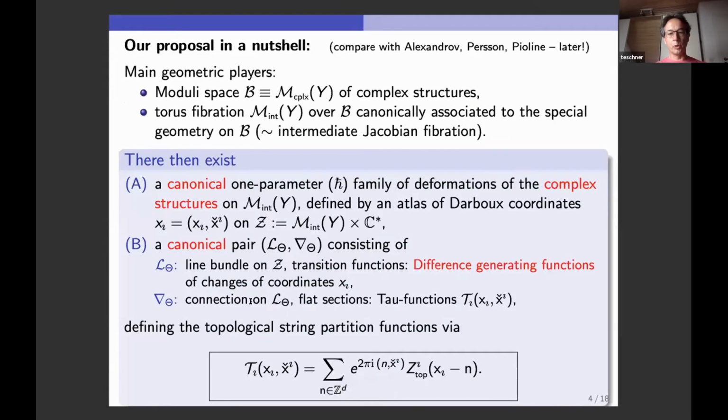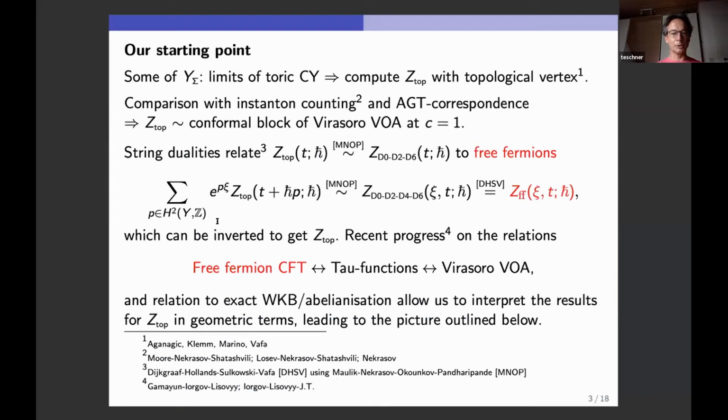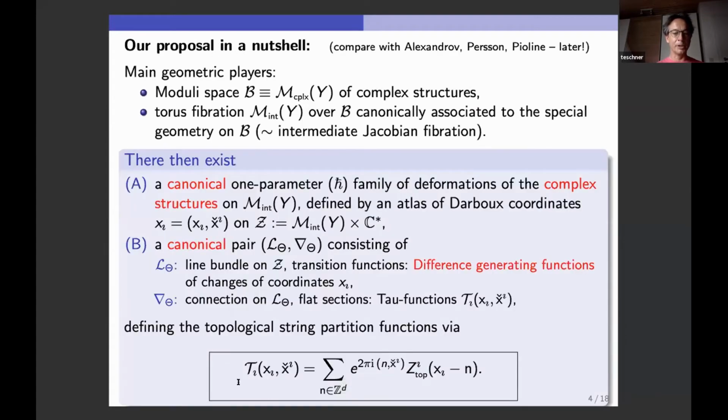So here is the proposal in a nutshell. Really now I want to throw away a little bit the ladder we climbed up on and formulate in as geometric terms as possible what the resulting picture is. Down here, you're seeing again this formula relating the Z_top, the object we are ultimately after, to a tau function. So this really is a kind of refinement of the formula we just looked at on the previous slide, relating the Z_top to the free fermion partition function, where of course you should think of the left-hand side being the free fermion partition function.